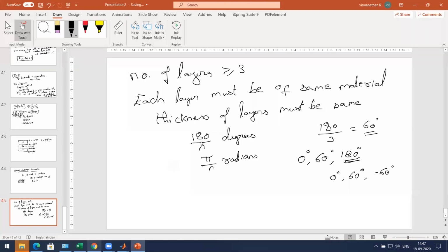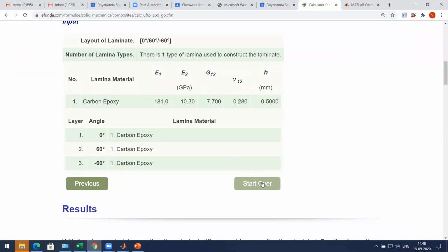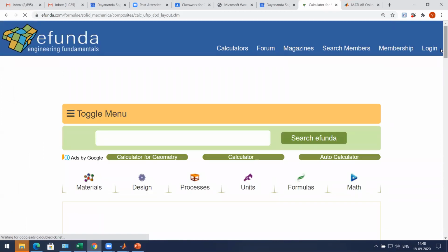Now we'll try for 180 by 4. 180 by 4 is how much? 45 degrees. So what we'll do is 0, 45, 90, and then minus 45. So we'll check for this: 0, 45, 90, minus 45.